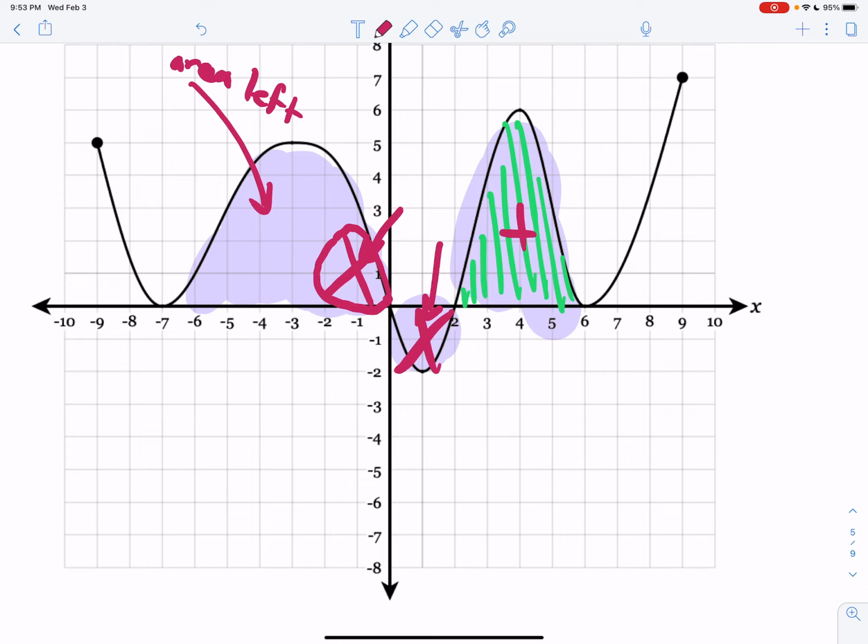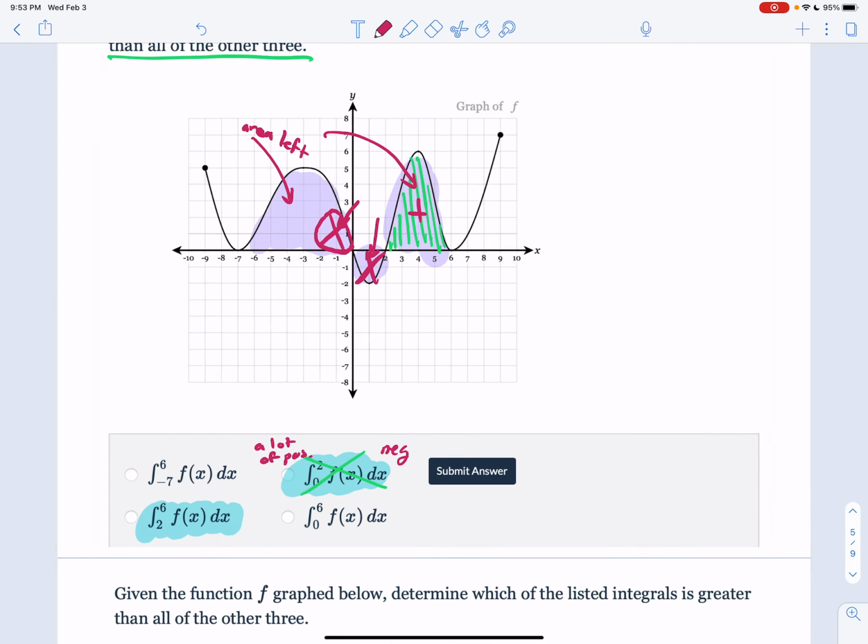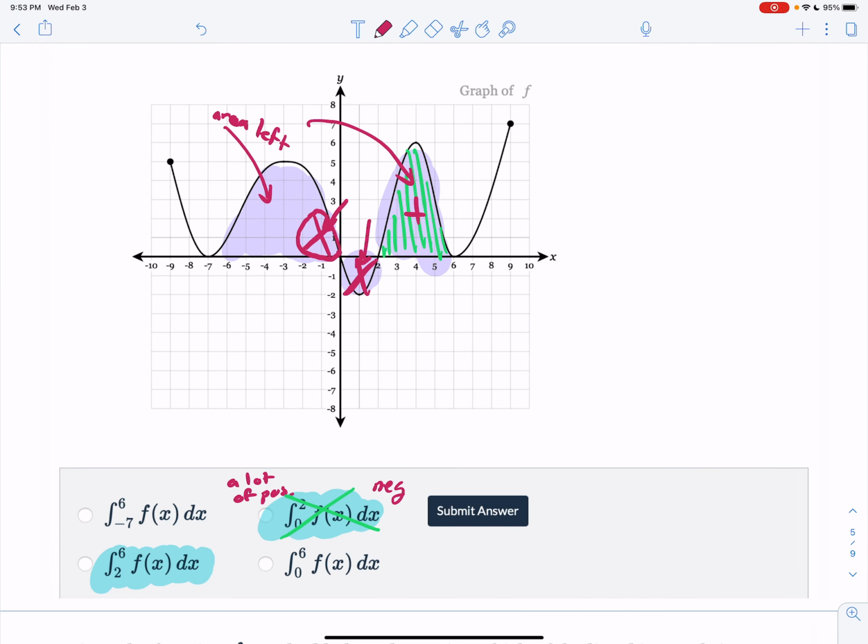Okay, so you have all this area, plus you have all of this. So what that tells me is that this down here, although it's a lot of positive, it's not as much as what I had from the very beginning. Okay?